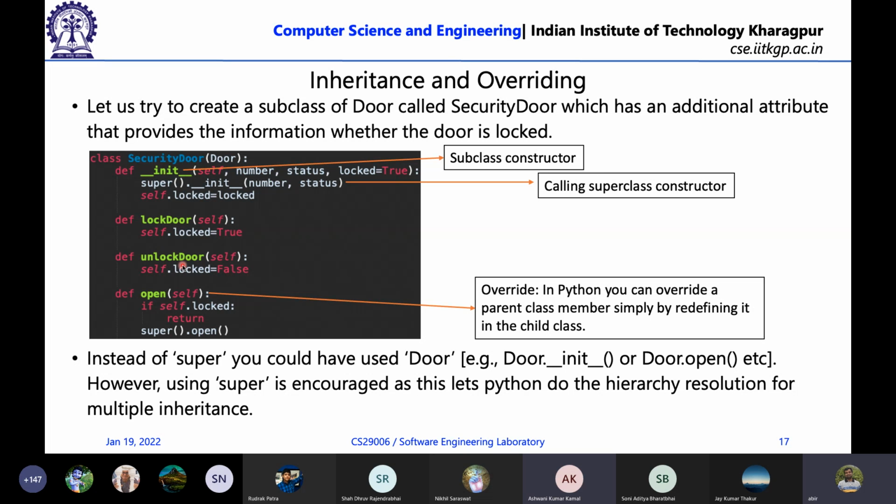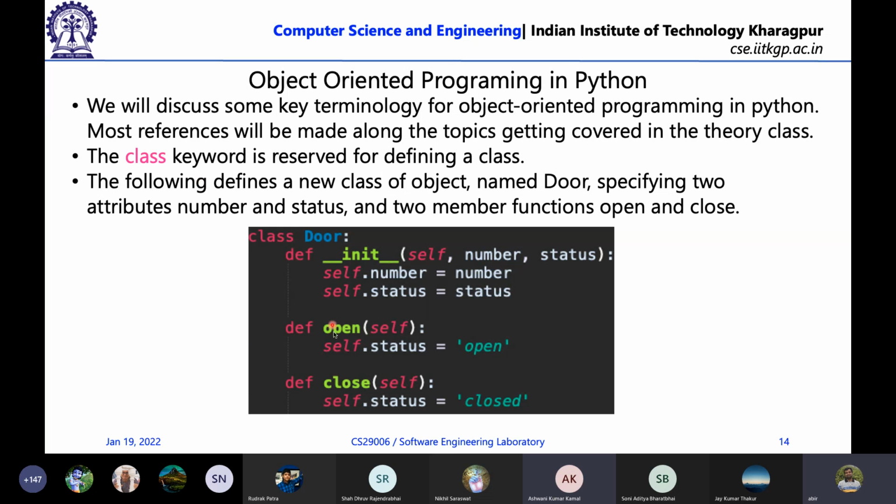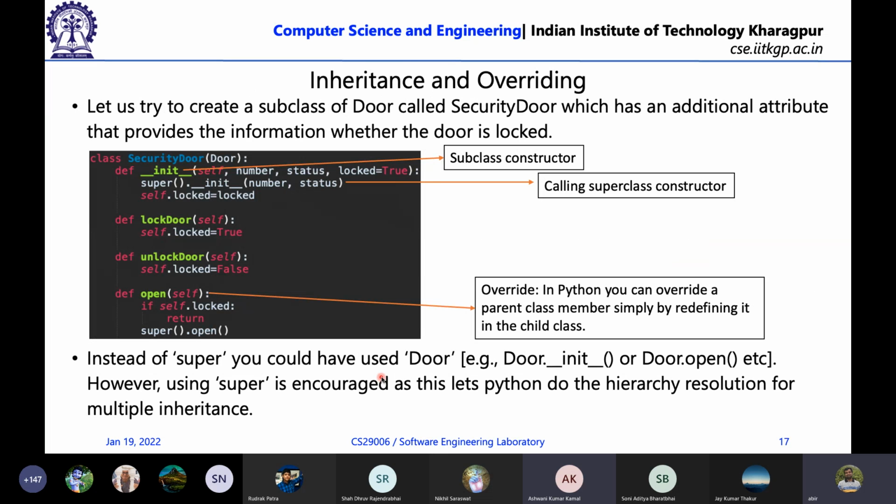Now there are some additional methods. These open and close methods are also available to this inherited class, right? Now you can override it, so I'm coming to that, but you can define some new methods, right? So lock door, it basically says that self.locked is equal to true and unlocked door is self.locked is false, just setting this attribute to true or false, right?